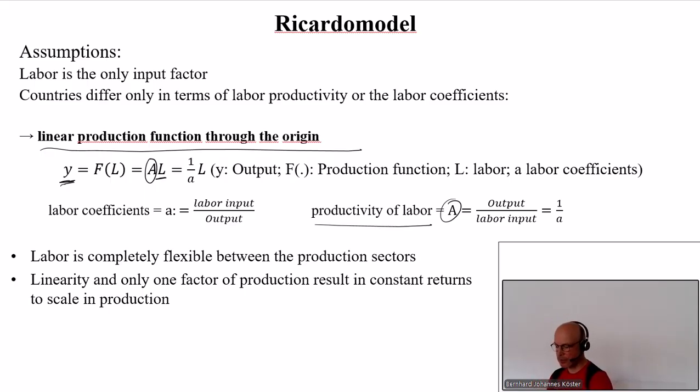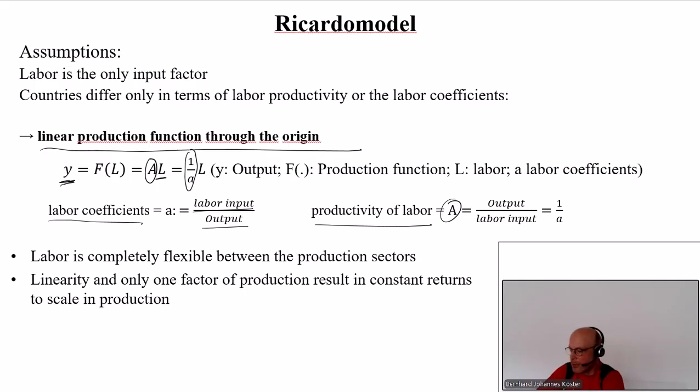Or this term you will also quite often find written the other way around with a parameter called small a or lowercase a, which is the inverse of capital A, and this is the so-called labor coefficient, which is defined as labor input per output. So measuring labor in time means that if the labor coefficient is, for example, 3, I need 3 hours for the production of 1 unit.